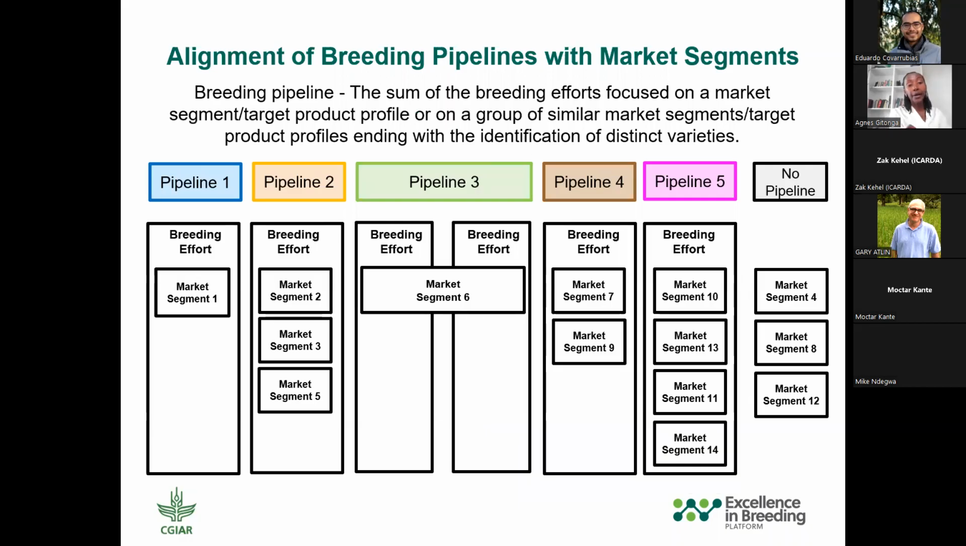So for the alignment of breeding pipeline with market segments, basically for pipelines, currently from the work we've done, we've seen situations where you have one pipeline serving one market segment. We've also had an opportunity to see a pipeline where several market segments are being serviced. And also we've come across market segments that have been defined, but there's no pipeline that is currently serving those particular market segments.